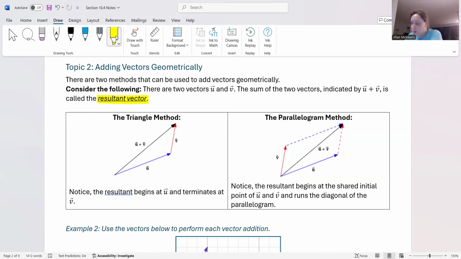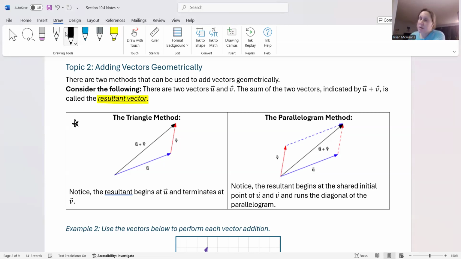Okay, so the first method is the triangle method, and this is the one that I'm going to use. It's the one that I remember doing. It's the one I'm more comfortable with. I have a vague memory of this parallelogram method, but to me it's more confusing, so I pretty much stick with just the triangle.